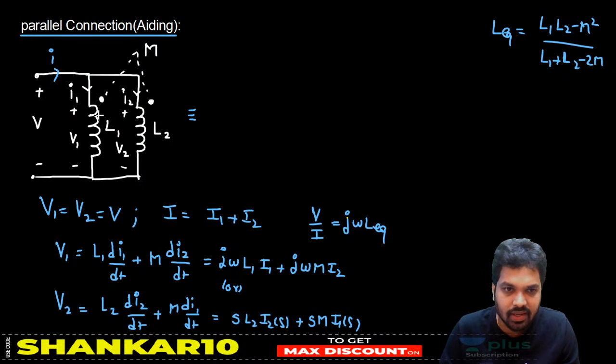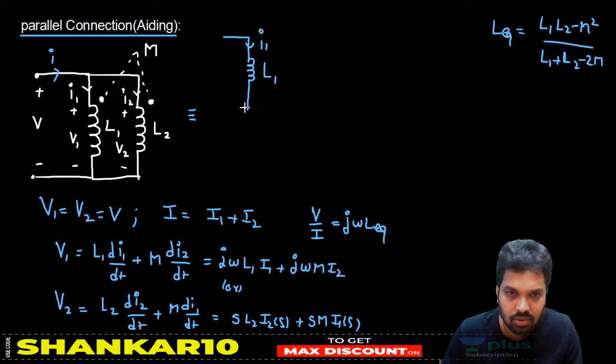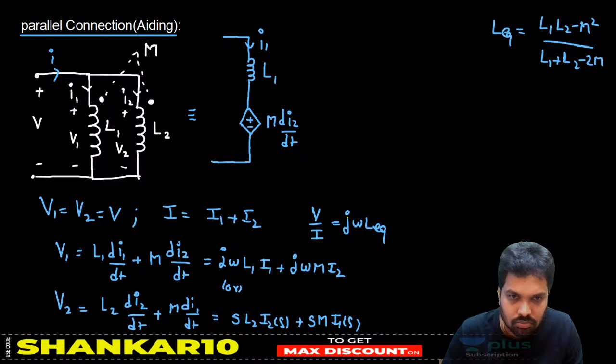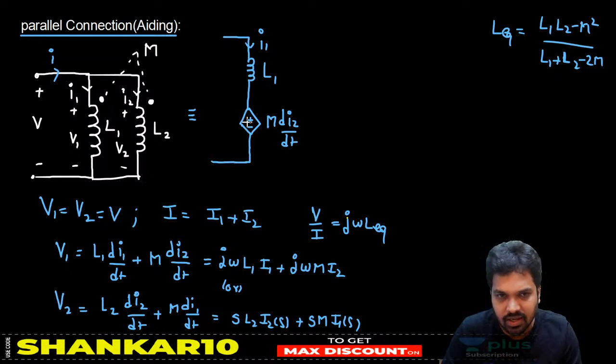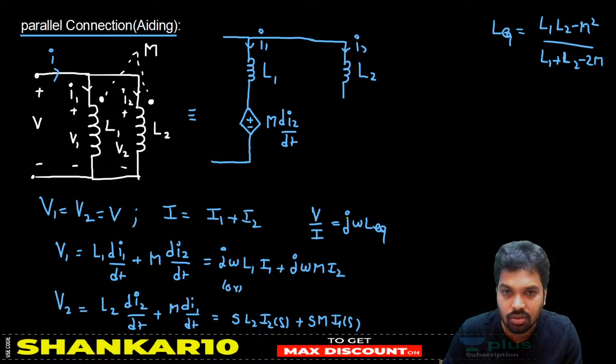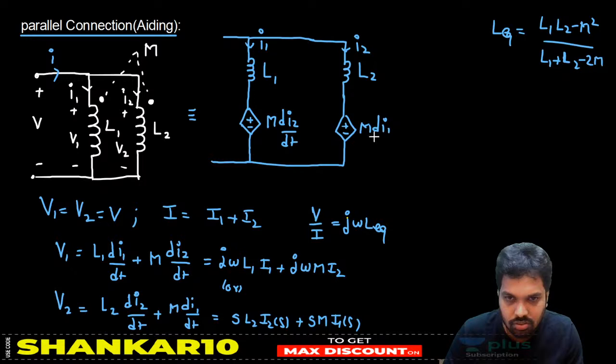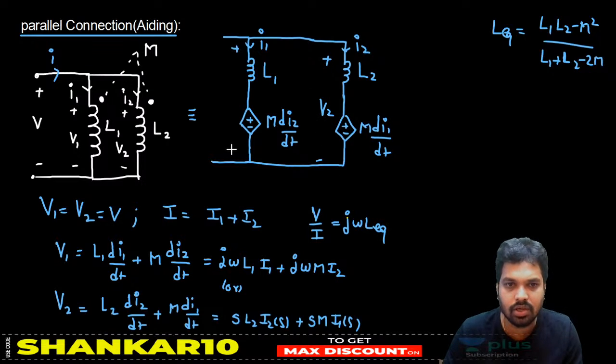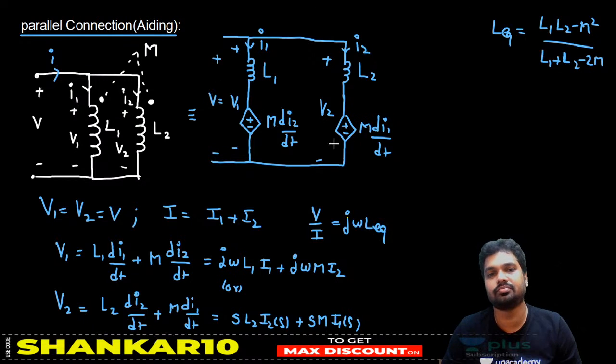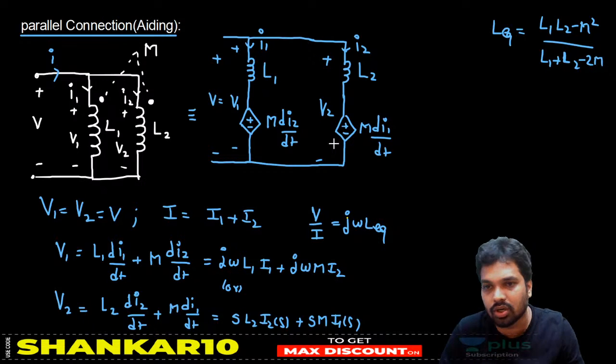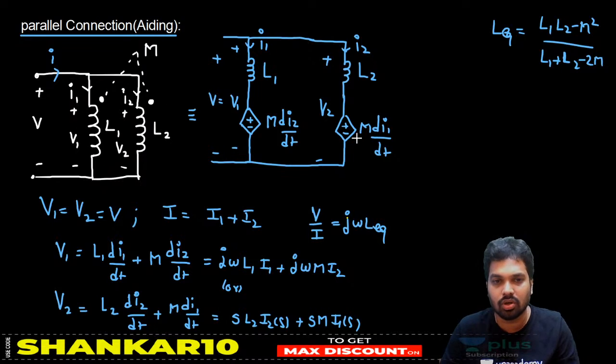I can also draw this figure without dots like this. L1 di1 by dt plus M di2 by dt. Okay. So why did you take a dependent source? Because the current cannot change in the series. Similarly, you can have L2 di2 by dt plus M di1 by dt. This will give you your V2. This will give you your V1 and total V. Okay. So this is another way to represent your circuit without dots. Okay. Without dots, you can represent like this.